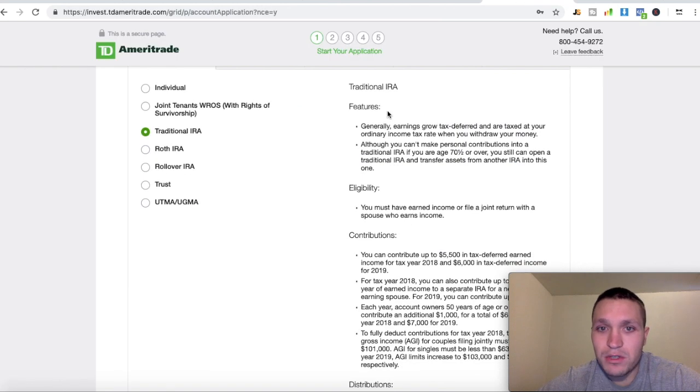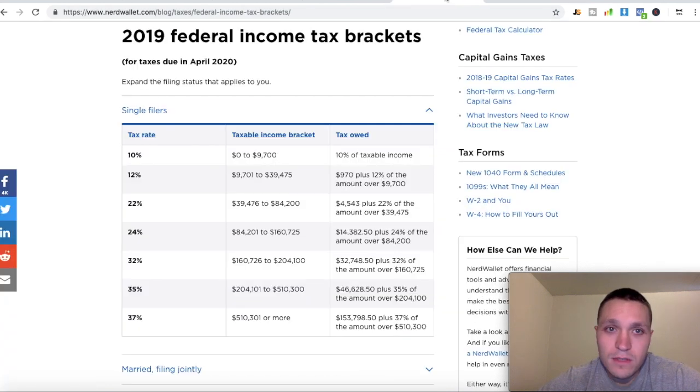That is why in the features they put in generally earnings grow tax deferred and are taxed at your ordinary income tax rate when you withdraw your money. That statement right there, the second part, taxed at your ordinary income tax rate when you withdraw your money, they're calling that your ordinary income tax rate because it was throughout your entire life. So if you're going to spend the same when you retire as you do now, that's why they call it like that.